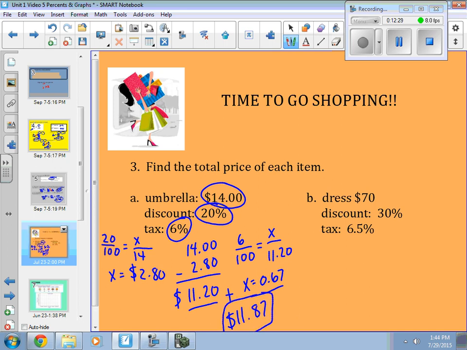Okay, so that would be the cost of this item. Why don't you pause it, try B out, see if you can find that one. All right, let's see how you did.